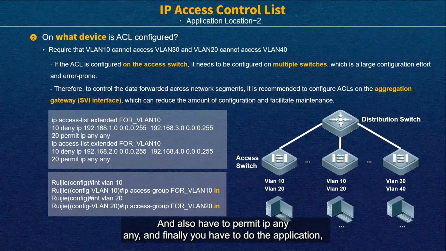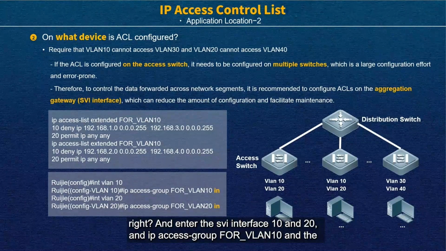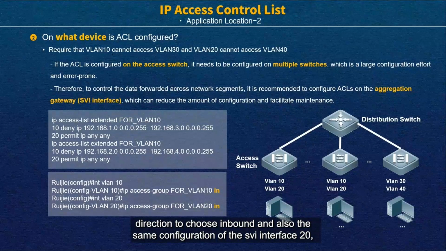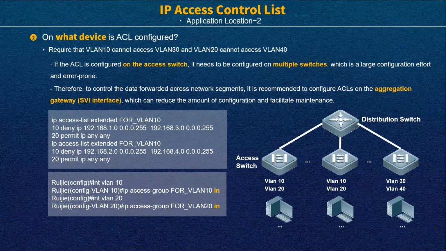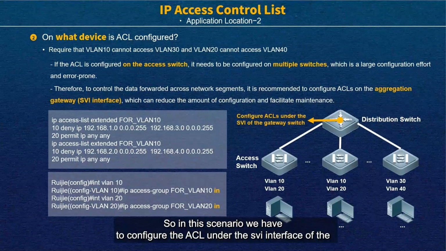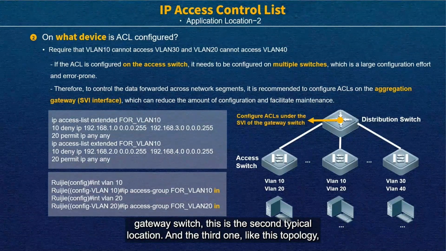And finally, you have to do the application, right? Enter SVI interface 10 and 20, and ip access-group for VLAN 10, and choose the inbound direction. Do the same configuration on SVI interface 20, but choose the ACL for VLAN 20. So this is a basic configuration. In this scenario, we have to configure the ACL under the SVI interface of the gateway switch. This is the second typical location.